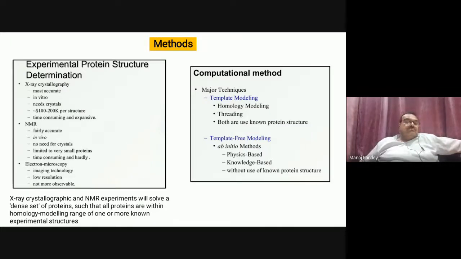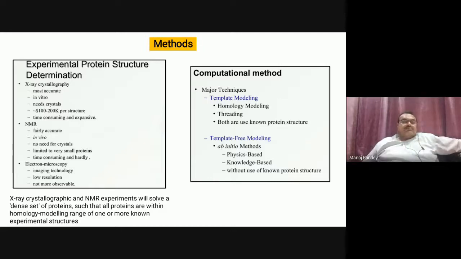If we talk about the difference between X-ray and NMR, X-ray is a better option for protein structure prediction as compared to NMR. X-ray crystallography and NMR experiments will show a dense set of proteins such that all the proteins are within homology modeling range of one or more known experimental structures.